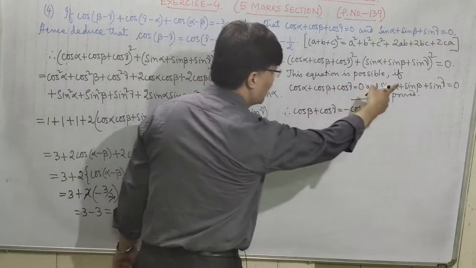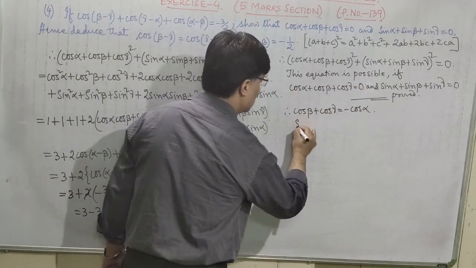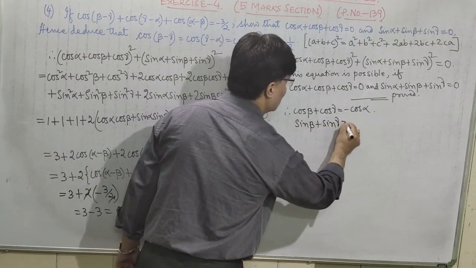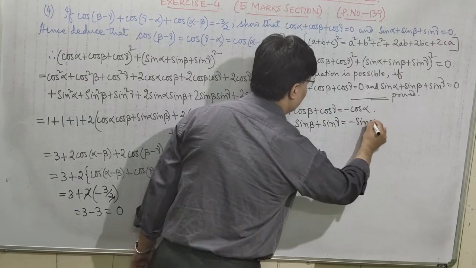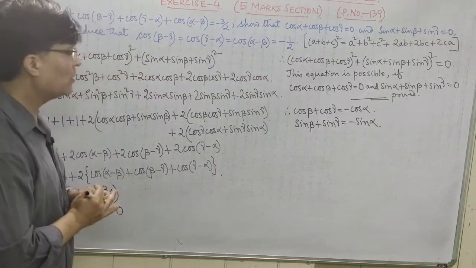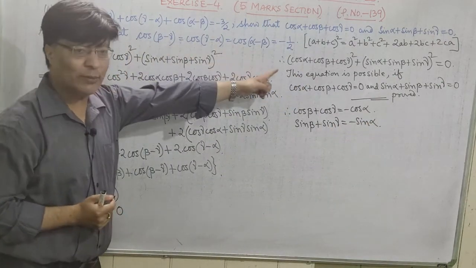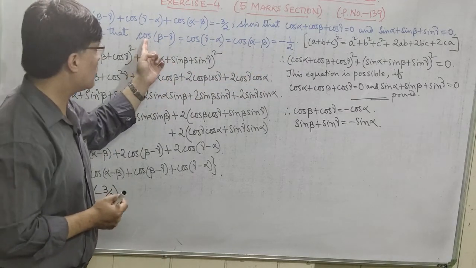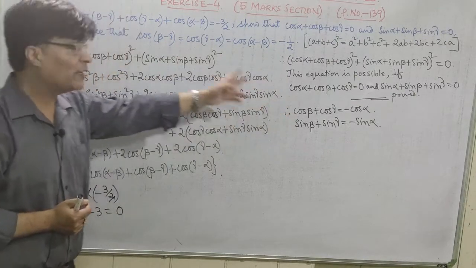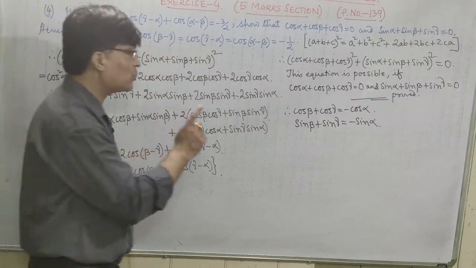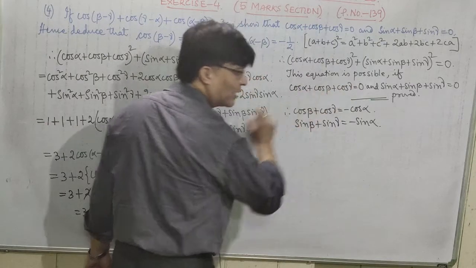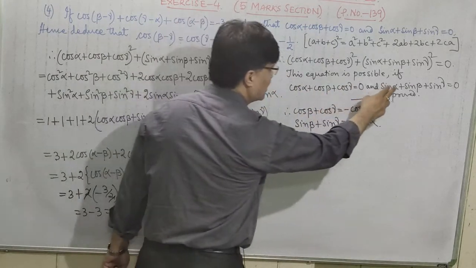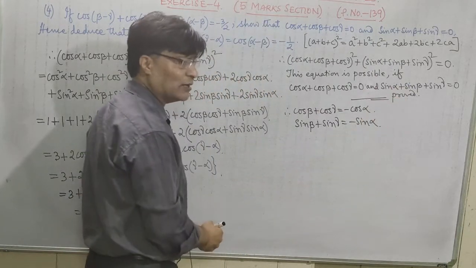Okay. Similarly, from the second result, let us get the value for sine beta plus sine gamma is equal to minus sine alpha. Since we are proving cos of beta minus gamma is equal to minus half, alpha is not here. That's why this cos alpha is taken to the right hand side. So it is cos beta plus cos gamma is equal to minus cos alpha, and this is sine beta plus sine gamma is equal to minus sine alpha.